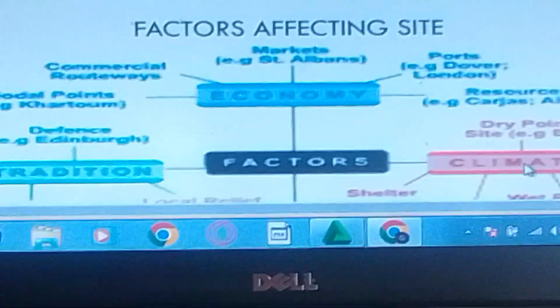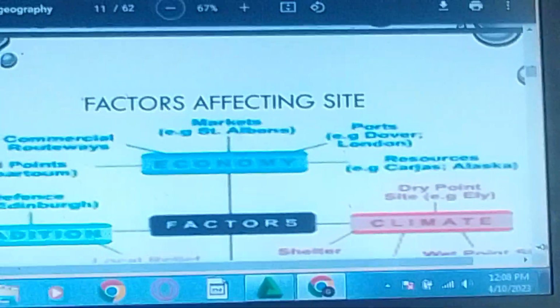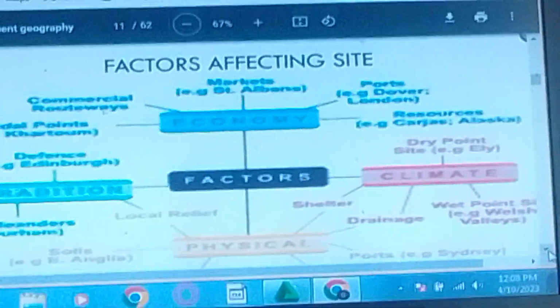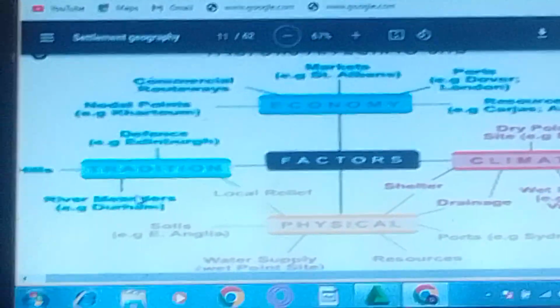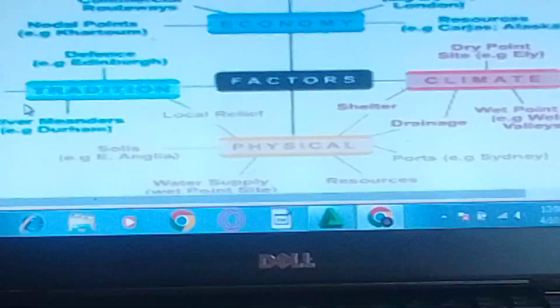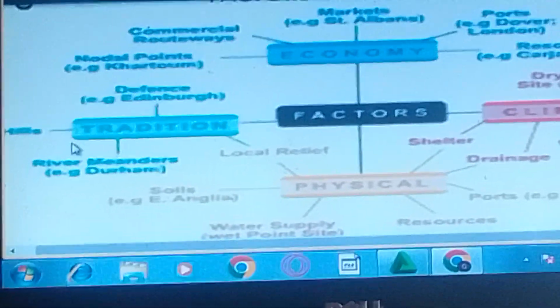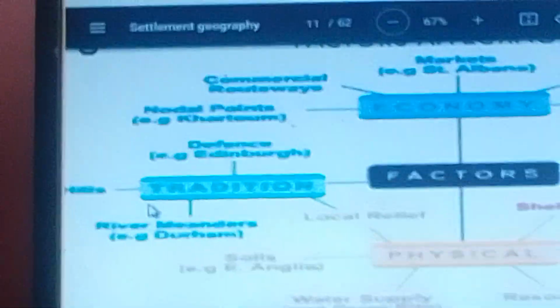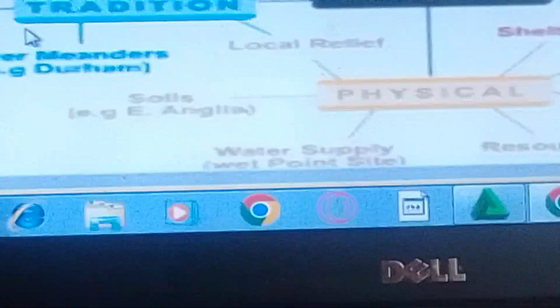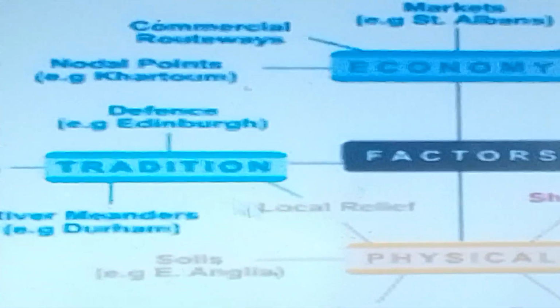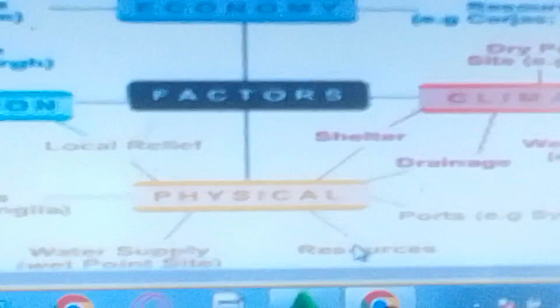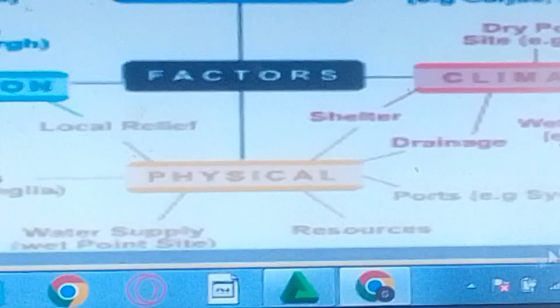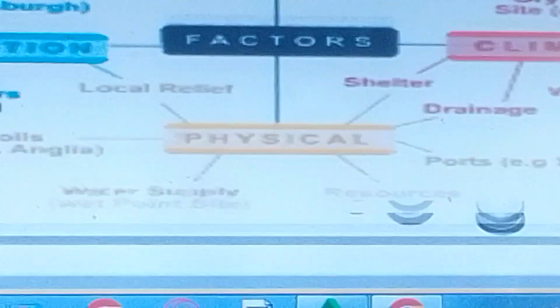Factors, obviously, climate. We look at dry point settlements, wet point settlements, drainage issues, availability of water, as we said. Traditional hills. If you remember, a long time ago, people used to locate on top of hills for their protection, so that they could see the enemy as they approached. Physical factors, water supply, resources, availability of soil fertility, they also influence the site of a location.